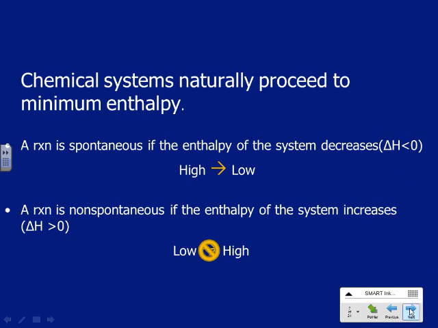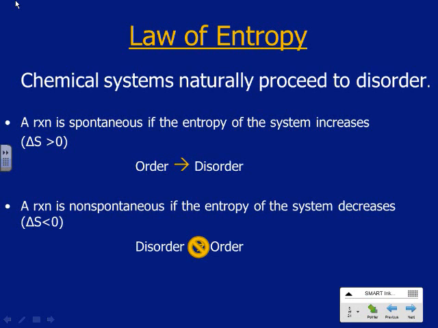So let's just move on to the next part of the idea, and that is the law of entropy. We've seen entropy. It's a measure of disorder, how chaotic, how disordered a chemical system is. And it turns out that chemical systems naturally proceed from a state of order to disorder.